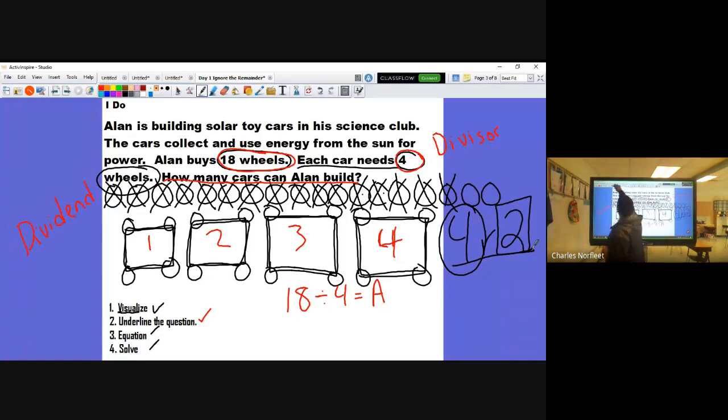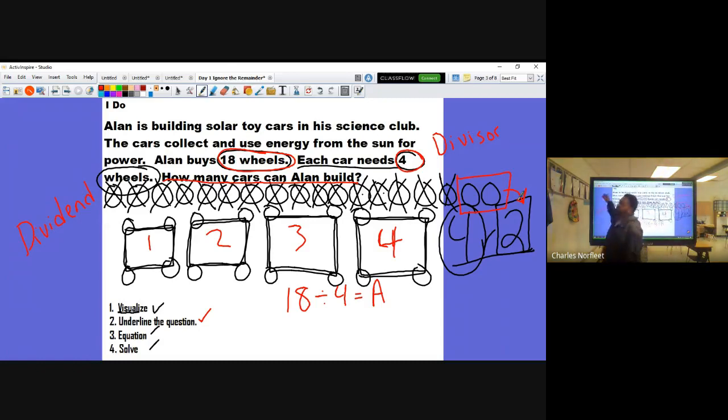And if we look, how many wheels did we have left over earlier in this step? We had 2 wheels left over earlier in this step. That's how it relates. Great job.